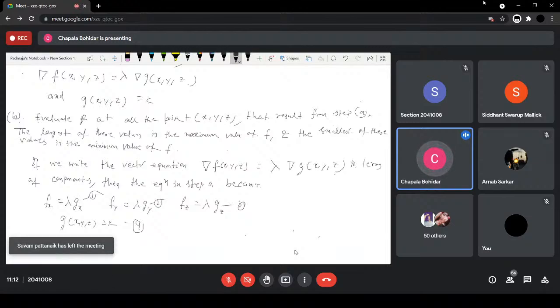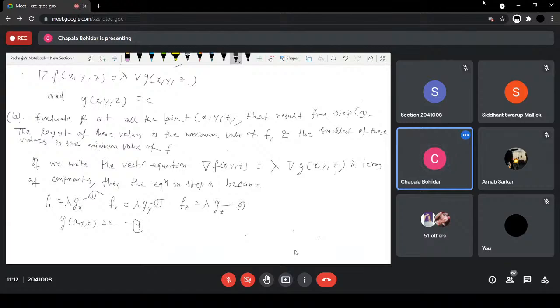For a function of two variables it is the same. If f is a function of x, y and g of x, y is equal to k, then we can write fx is equal to lambda gx and fy is equal to lambda gy, where g of x, y is equal to the constant k. Okay.